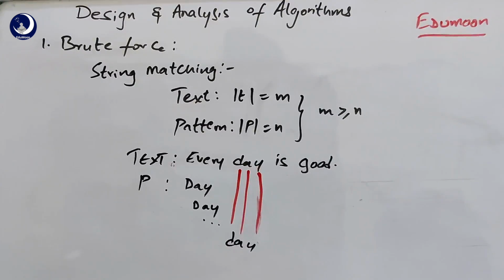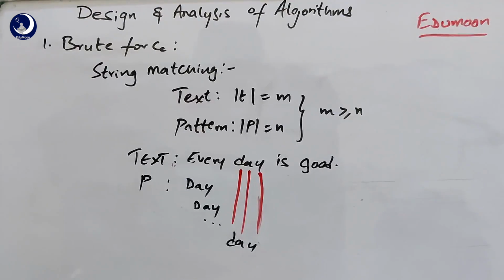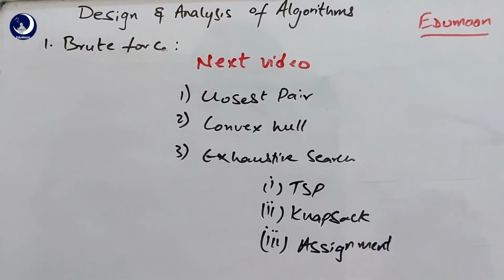So these are the techniques we have seen so far in the brute force technique. In the next video we will be seeing the other examples in brute force technique, which are closest pair, convex hull, and also the exhaustive search techniques, that is traveling salesman problem, knapsack problem and assignment problem. So these five we will be checking in the next video, which will conclude the brute force technique.